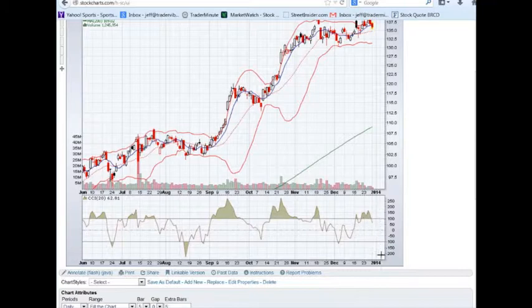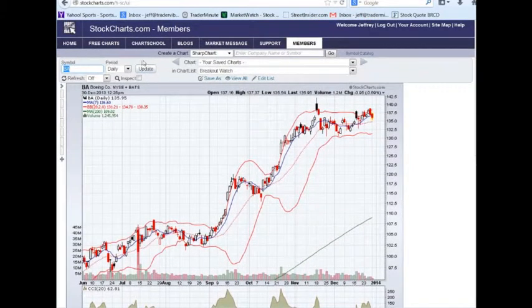So 200 and minus 200 are not magic numbers or anything like that, but they're generally the ranges on this oscillator that tend to show overbought and oversold, where you can start to see a little bit of a correction come in.